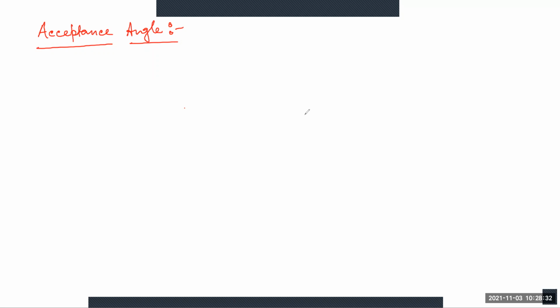For discussing the acceptance angle, just give me a few minutes to draw the diagram.